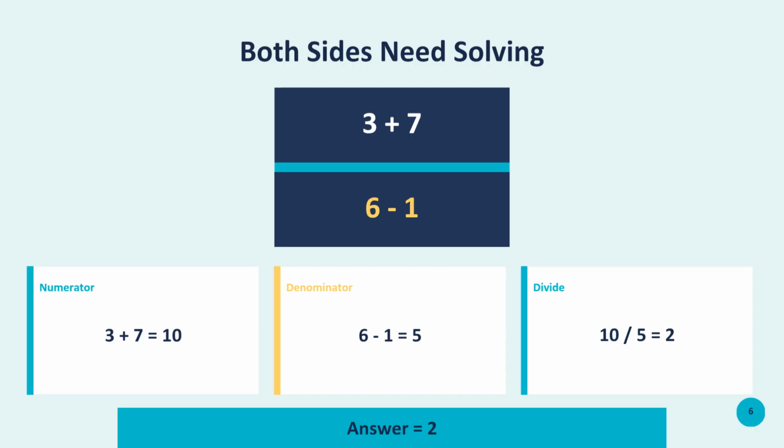Now both sides need solving. 3 plus 7 over 6 minus 1. Top first, 10. Bottom, 5. Then divide, 10 divided by 5 equals 2.